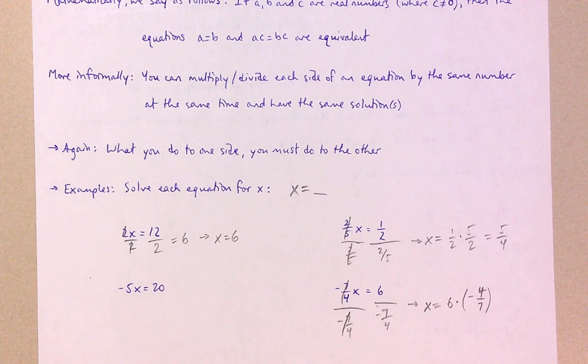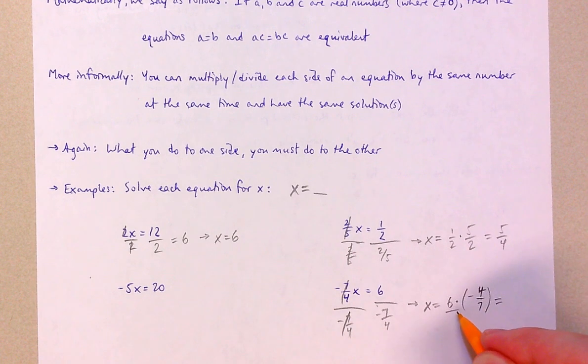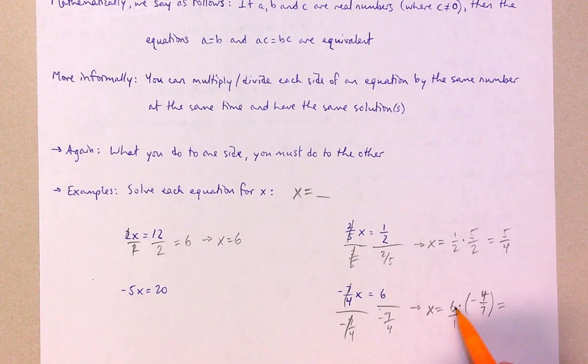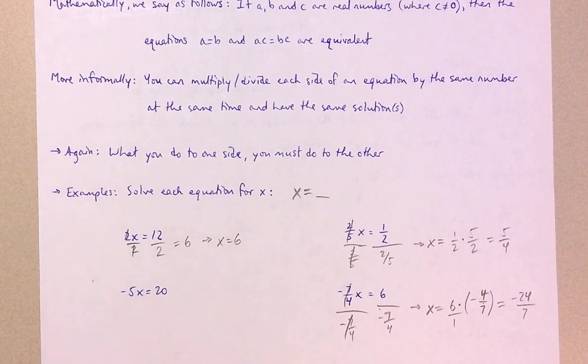So I have 6 times -4 over 7. And think back to one of our previous videos. We said that a whole number, any integer, is like saying that thing over 1. So multiply the tops, gives us -24. Multiply the bottoms, gives us 7. So x is equal to -24 divided by 7.